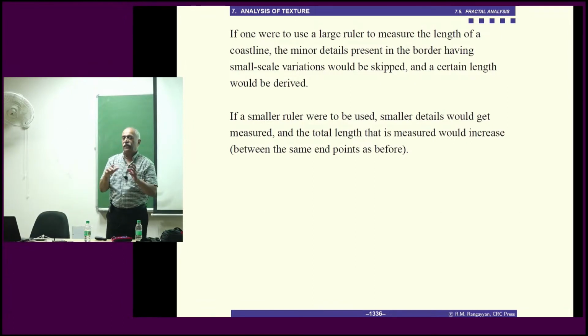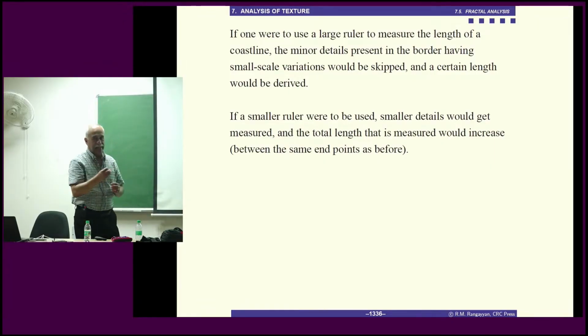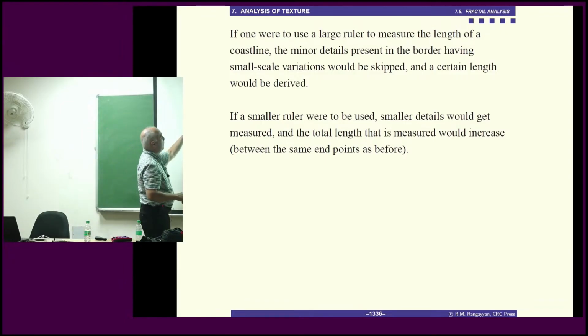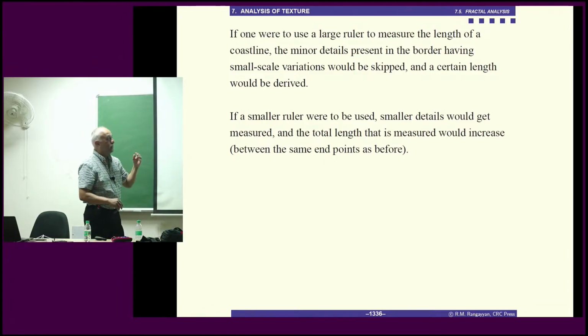So that's another notion of a fractal, where the measure that you get depends on the scale of your measurement. So with use of a larger ruler to measure the length of a coastline, minor details in the border having small scale variations will be lost, and a certain length is derived. If a smaller ruler were to be used, you get a larger length between the same two endpoints.